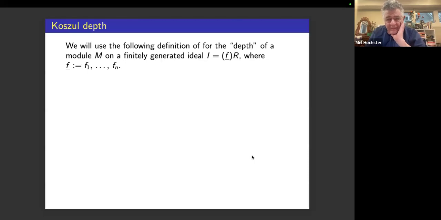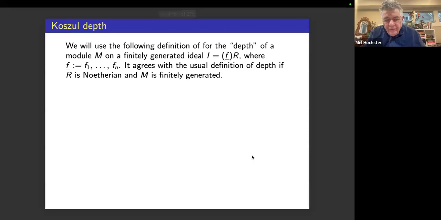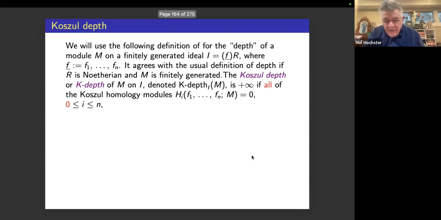And because I'm interested in having them in a non-Noetherian case, I want to talk about depth and the depth of a module on a finitely generated ideal. So for the moment, I'm suspending the Noetherian assumptions. So R is not Noetherian, R is no longer Noetherian, but I is finitely generated. And this will agree with the usual definition of depth in the Noetherian case.